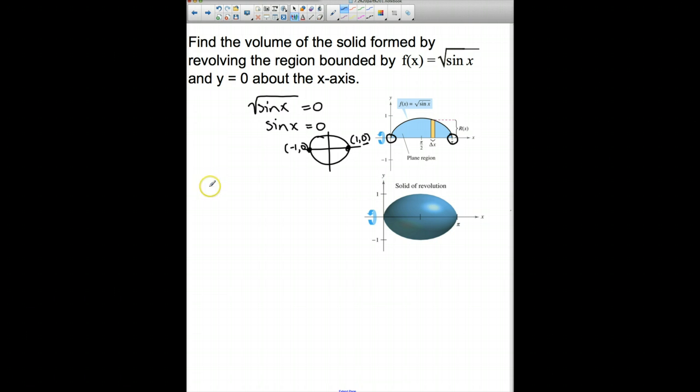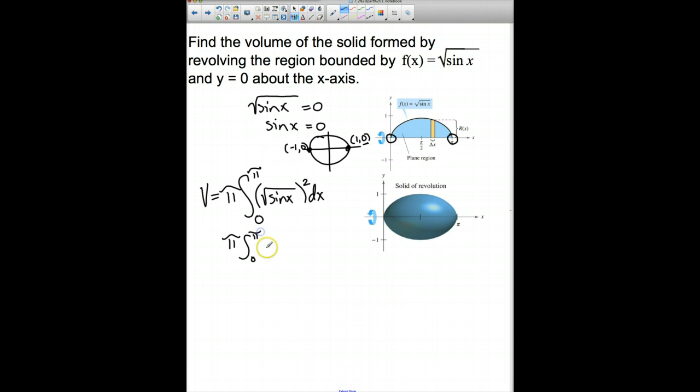So the volume formula is pi times the integral from a to b, so these are x values, 0 to pi, of the radius, top minus bottom, so square root of sine x minus 0, which I'm not going to write, squared, pi r squared. Remember when we were doing area, we didn't have squared, because we weren't rotating anything, we didn't have anything circular. So don't confuse volume with area. So pi r squared, pi times the function squared, dx. And then we can just integrate that.